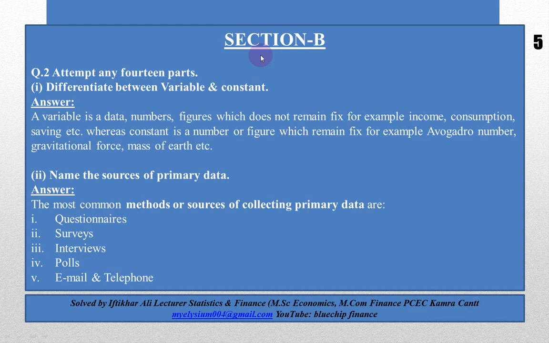Now we move to Section B. Differentiate between variable and constant. A variable is data, numbers, figures which do not remain fixed, and a constant always remains fixed, as you know. Name the sources of primary data. Questionnaire, surveys, interviews, polls, emails, telephone. Through SMS you can get the primary data. Through mail you can get the primary data. Through polls, surveys and interviews you can get the primary data.